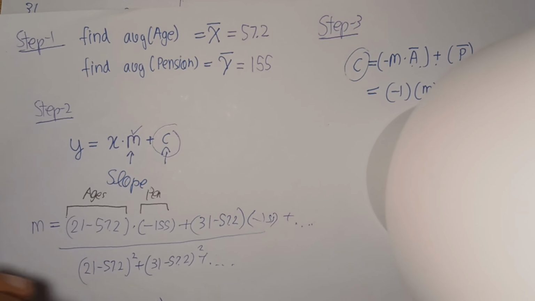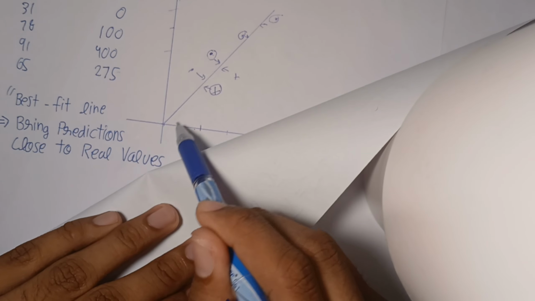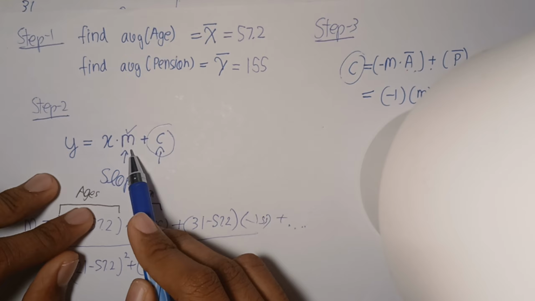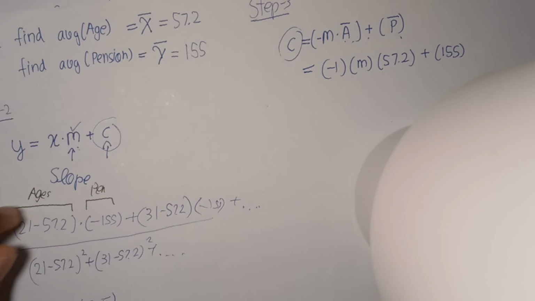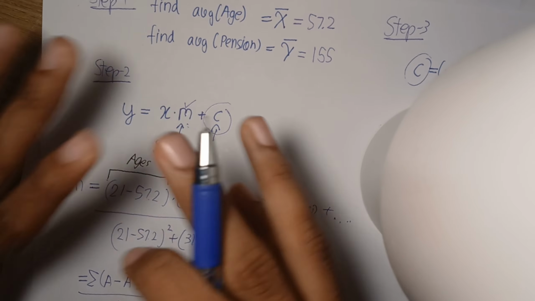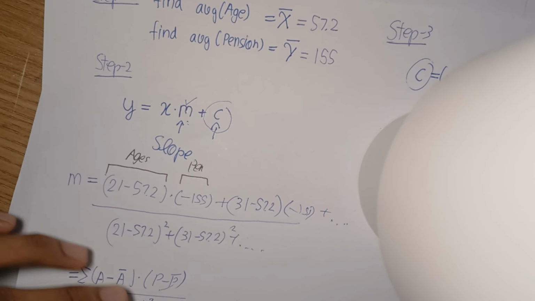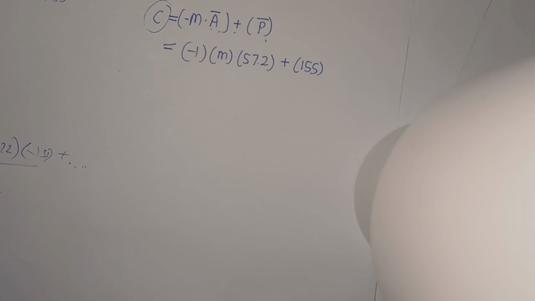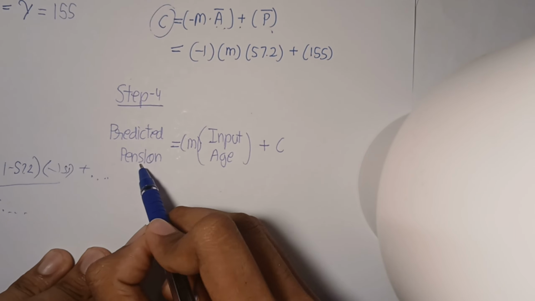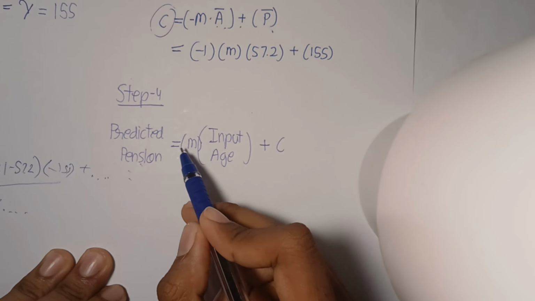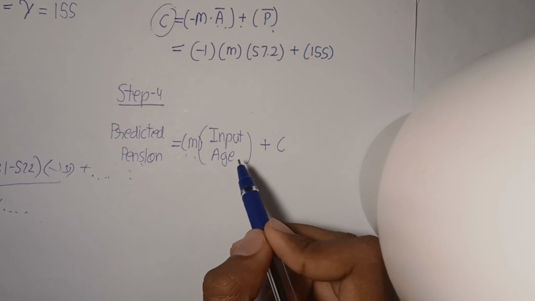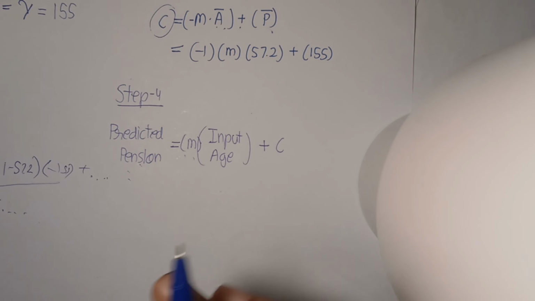With that done, in order to plot this best fit line of ours, we have the value of M, which is our slope, and we have the value of C that we have just evaluated. All we have to do, which is the final step of this entire algorithm, is to rewrite that since we were looking for the pension: our predicted pension is equal to the slope multiplied by whatever age we pass in as an input, plus this value of C.